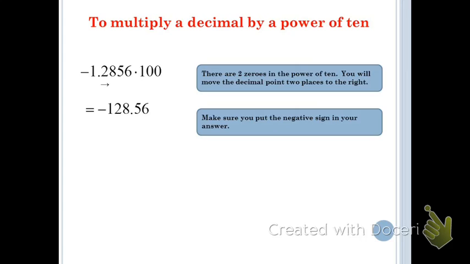Negative 1.2856 times 100. There are 2 zeros in the power of 10, so you will move the decimal point 2 places to the right. Make sure you put the negative sign in your answer.